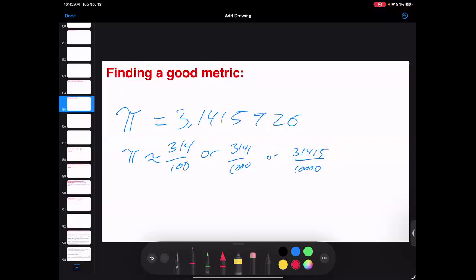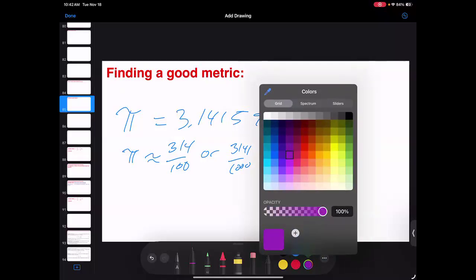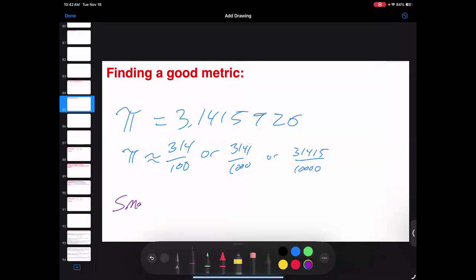You gave me 22/7. That's a good approximation with a small denominator. So maybe the metric is the smaller the denominator, the lower the cost.